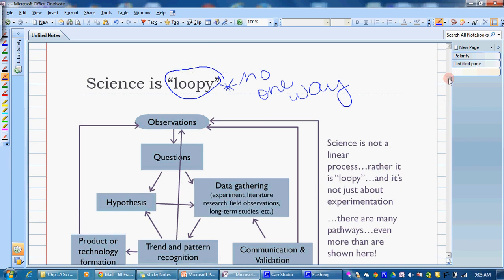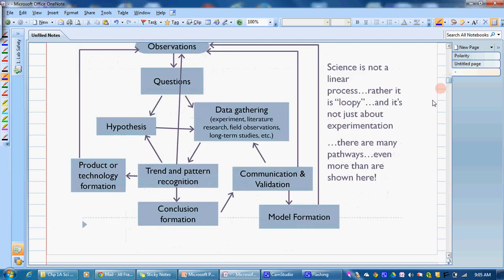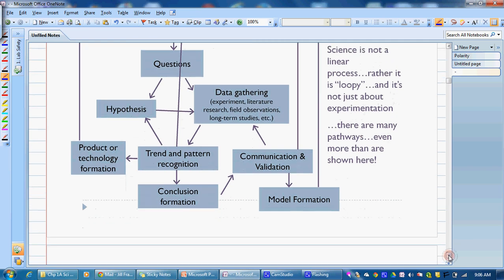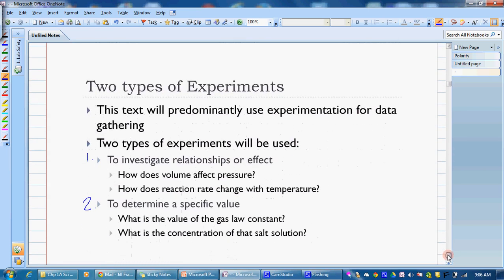So what this is showing you here is that loopy means you might not always start and go in the same direction. Here we might have a product, and then we have to go back and make observations and start again and go back into this loop. So sometimes we're going to go through the process, have to go back up and redo steps, and this just shows you all those different pathways that are possible. So again, remember that there is not just one way to do the scientific method.